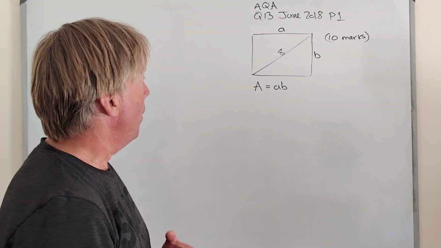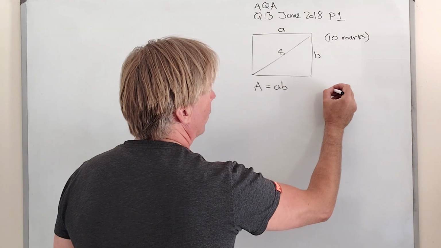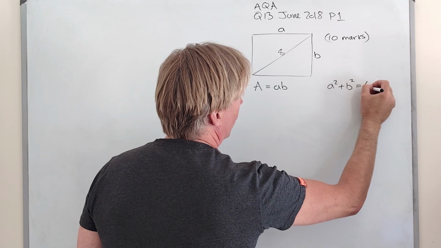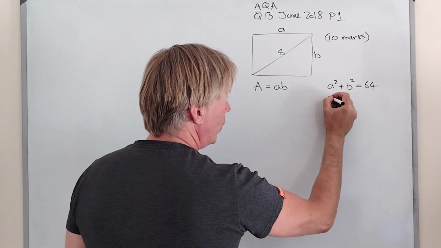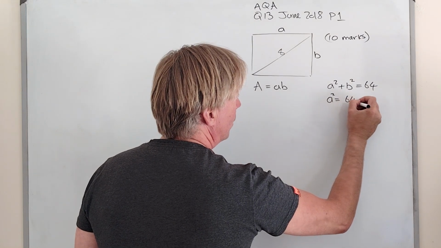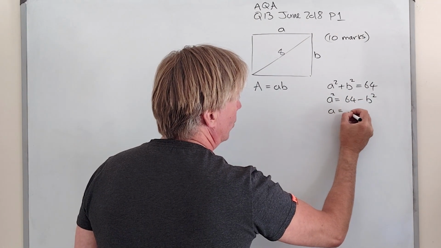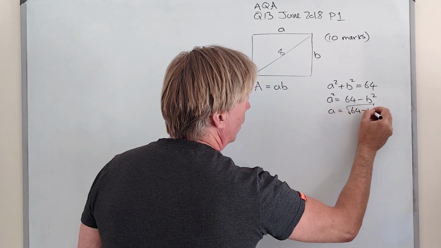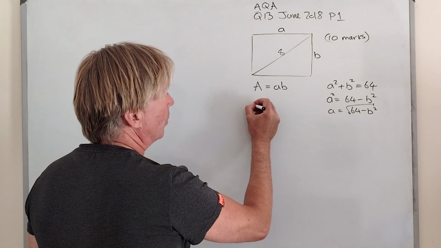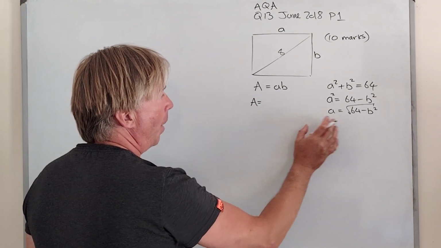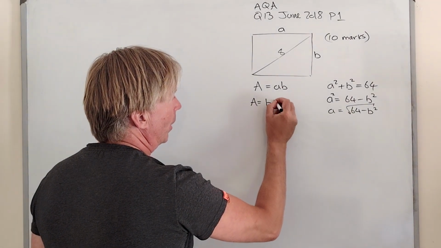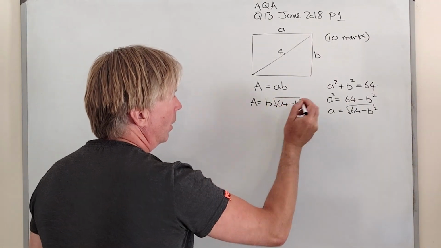Now, we also know that there's a relationship via Pythagoras, that a squared plus b squared equals c squared, or 8 squared, 64. So we can make a substitution, so we can say a squared equals 64 minus b squared, or a is equal to the square root of this. Okay, so we can now represent our area A in terms of just one variable. So I'm going to substitute a as root 64 minus b squared, and put b on the outside.